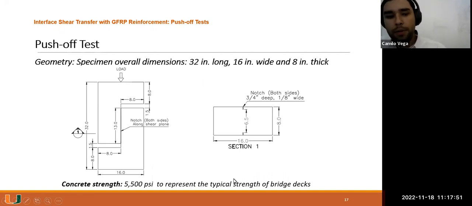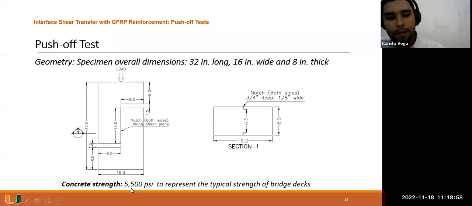Moving to the third part of the presentation, with this background, we performed a campaign to validate the contribution of the GFRP to the mechanism of shear transfer by using the specimen shown in this slide. All the specimens have the same dimensions: 32 inches height, 16 inches wide, and 8 inches thick. The shear plane is 13 inches by 6.5 inches. The value of 6.5 is because, as you can see in section one, we include a notch on both sides of the specimens. The purpose of this notch is to define the location of the crack formation along the intended vertical shear plane. So for that reason, in the calculation we use this value and not the 8-inch thickness of the specimen.